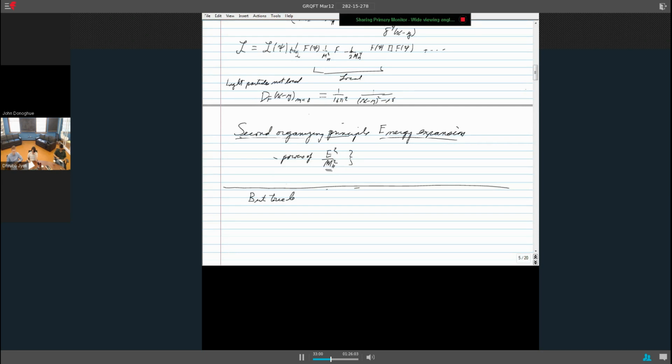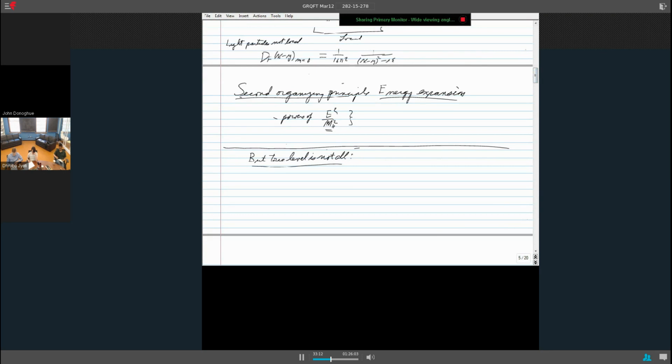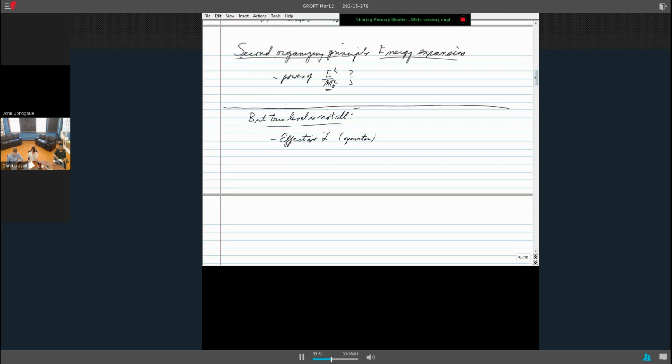It's not always a derivative expansion. Sometimes it's powers of fields, but one's removing the heavy field. Okay. So these are the easy organizing principles. The things I've done so far make it look like that I just use these things at tree level.